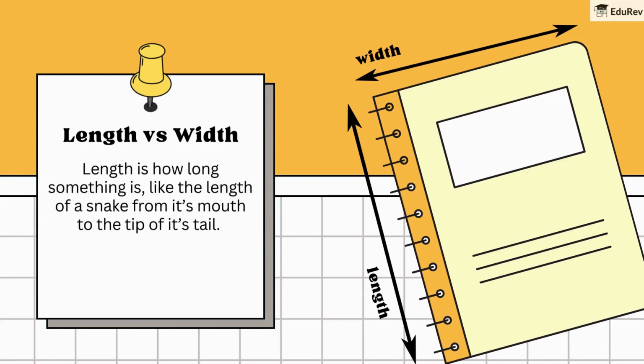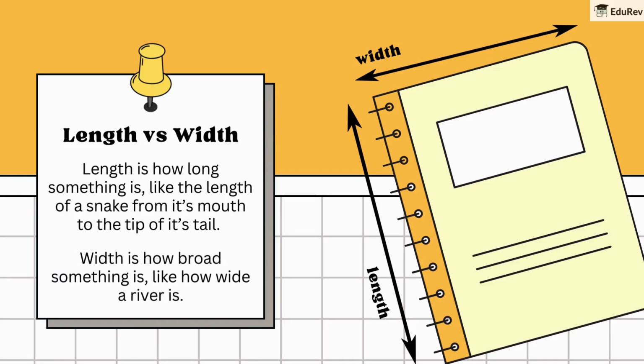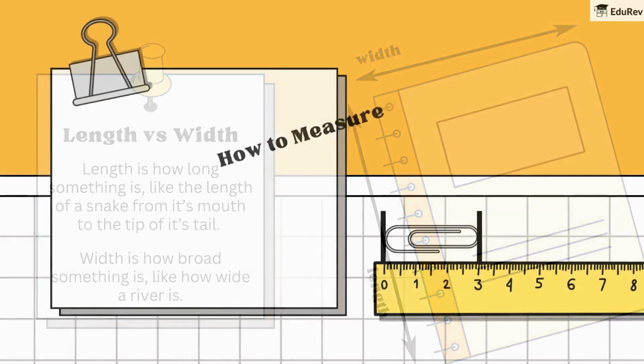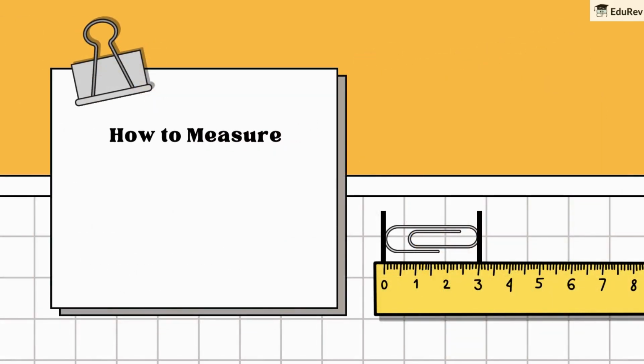Length is how long something is, like the length of a snake from its mouth to the tip of its tail. Width is how broad something is, like how wide a river is. So now let's learn how to measure things.